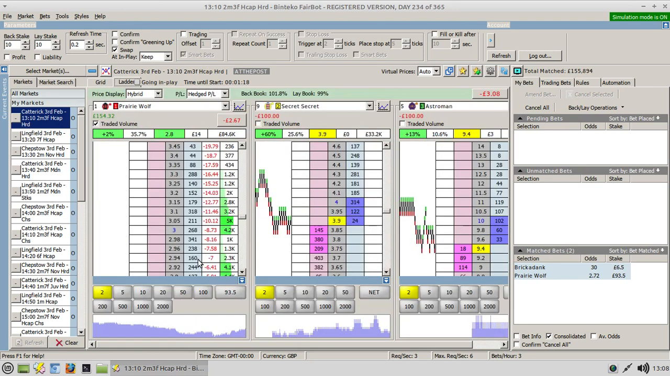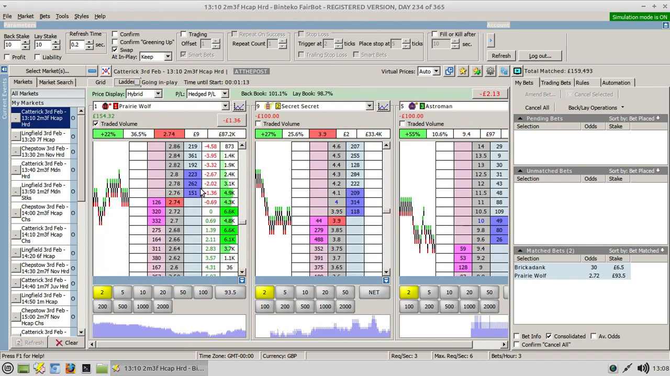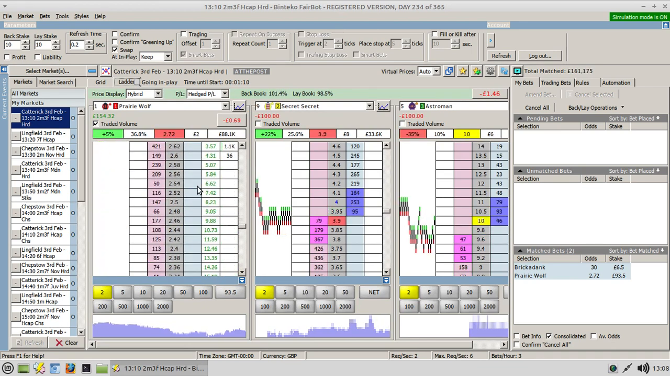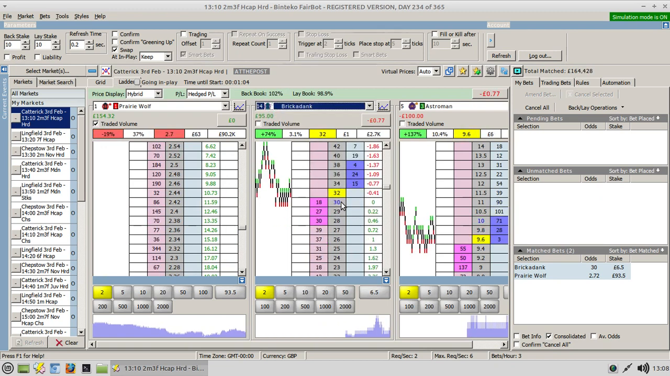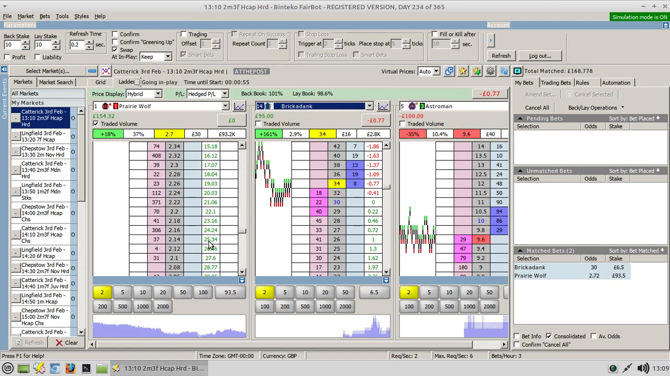If we go to the ladder, you'll see that on Prairie Wolf, let's say we wanted a target profit of £25. Now, if Brickadank stayed at 30, where we got matched, Prairie Wolf has to come down to 2.15 just to hit target profit. But if Brickadank goes all the way out to 1,000, Prairie Wolf also needs to recover the £6.5. So in actual fact, he has to trade down to 30 odd. So he has to go odds on at some point in running.